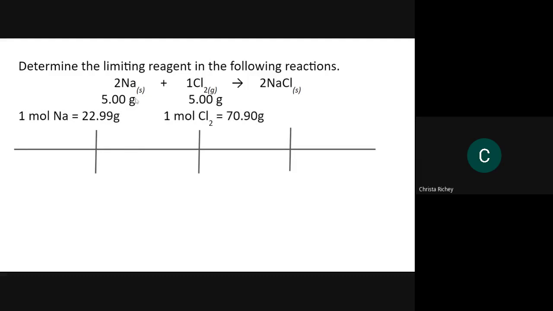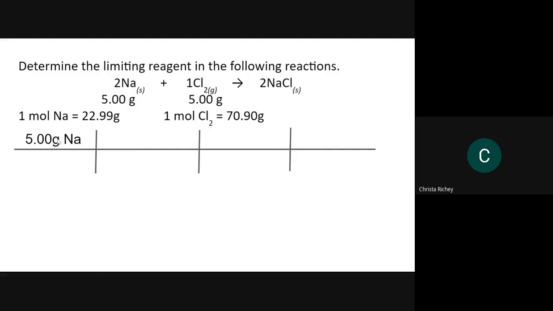Because they're in grams, I need the molar mass of sodium straight off the periodic table. Chlorine, there's two of them. 2 times the 35.45, I think it is 70.90. You really could pick either one. I'm going to pick the sodium.